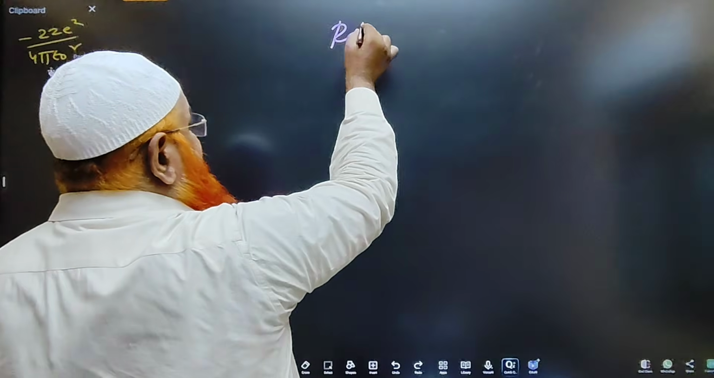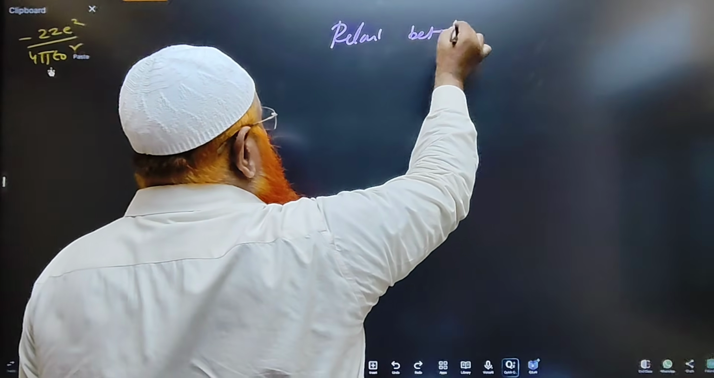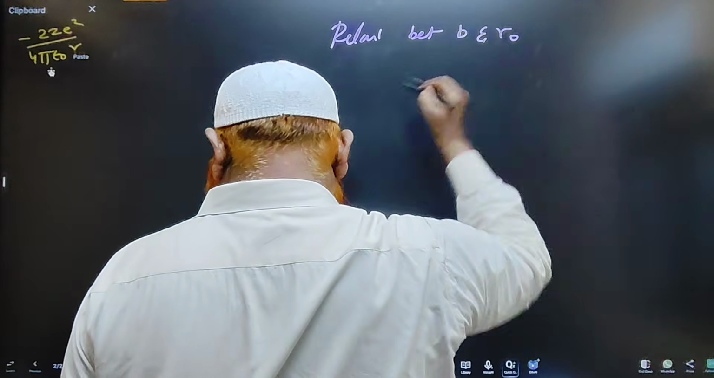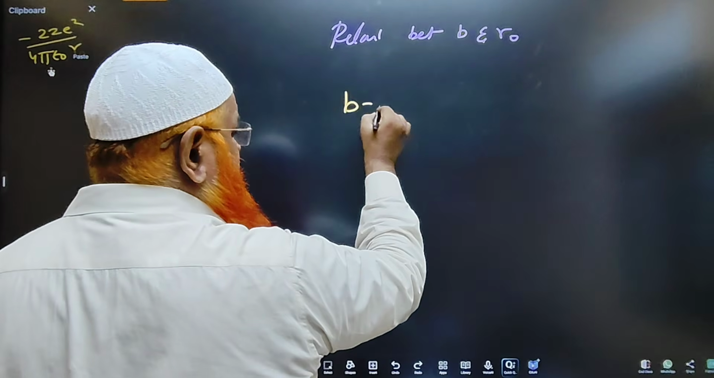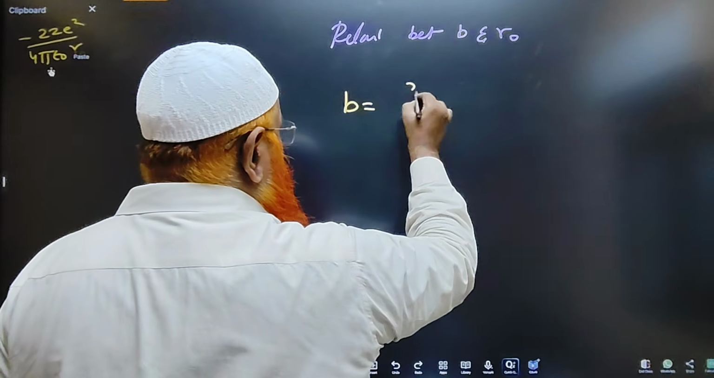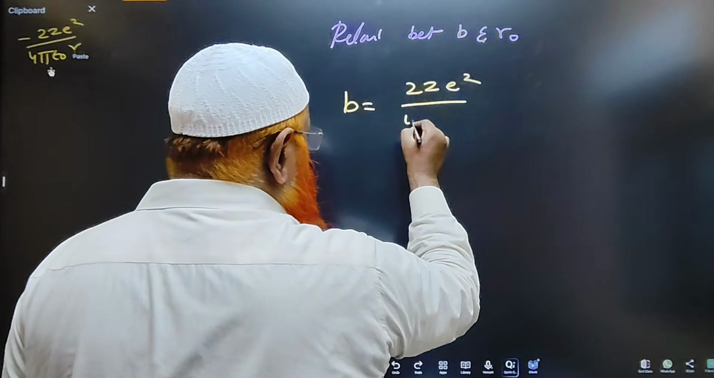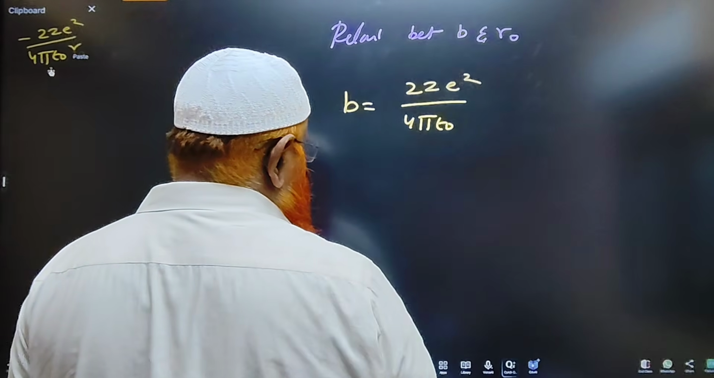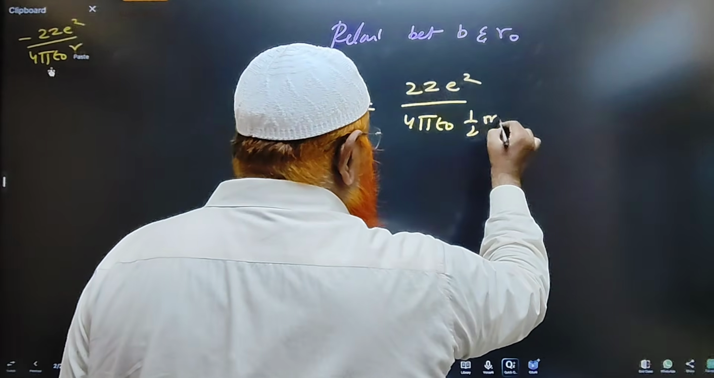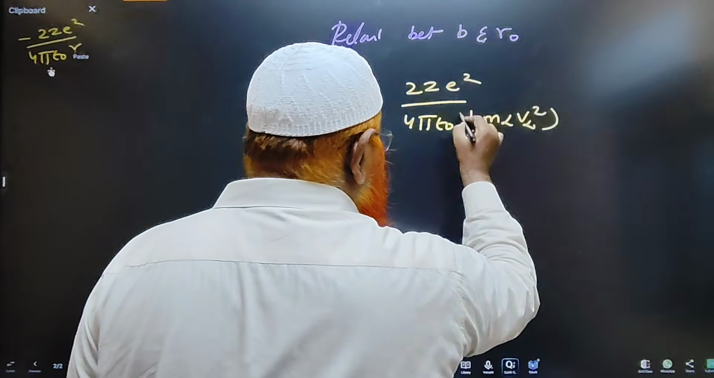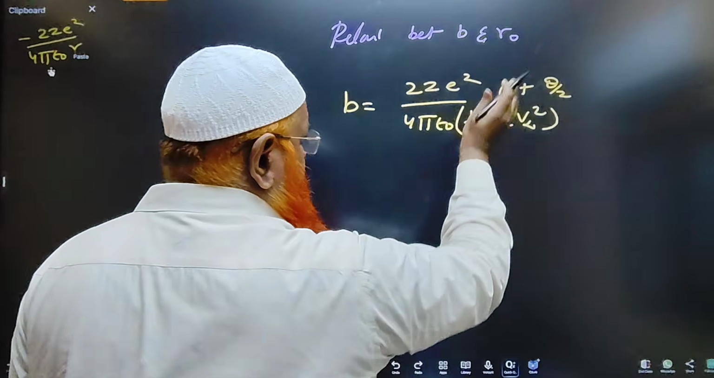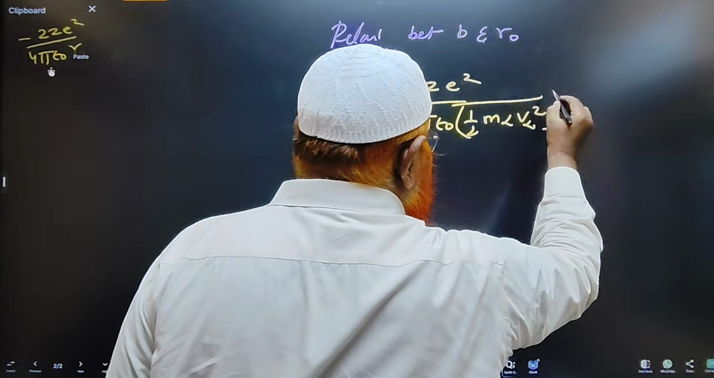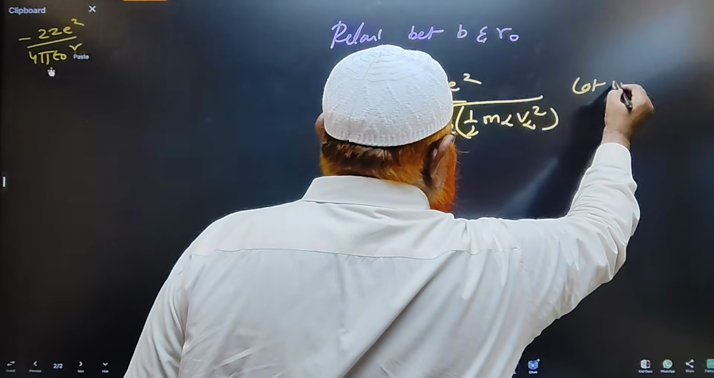So what is the relation between B and R naught? B, just now I wrote, what is the B actually? B is 2 Z e square over 4 pi epsilon naught, half m alpha v alpha whole square, cot theta by 2 extra. This is going to be extra now. Here write cot theta by 2.